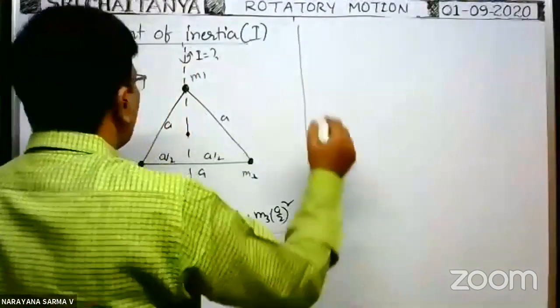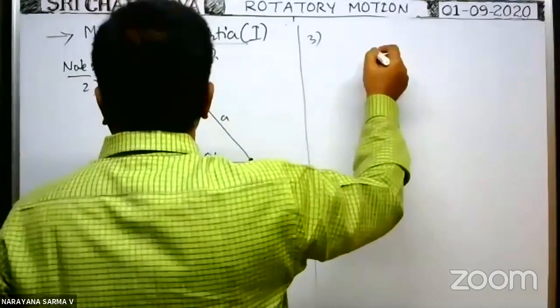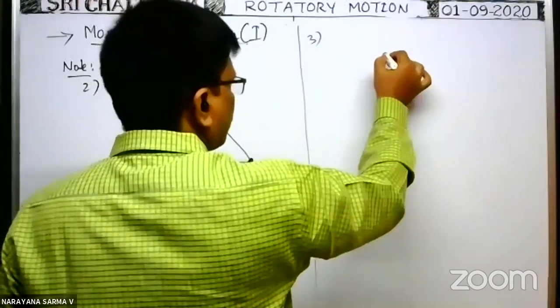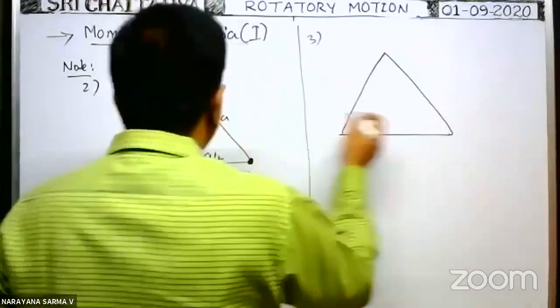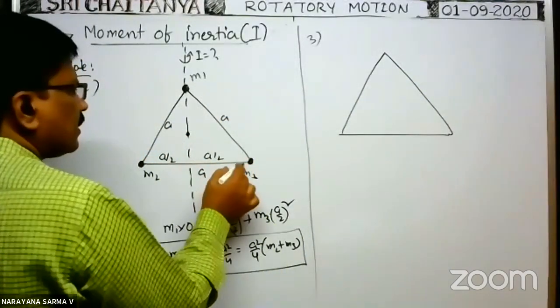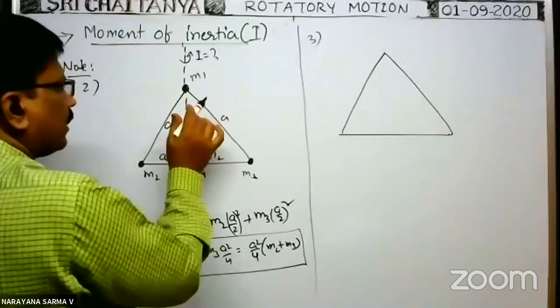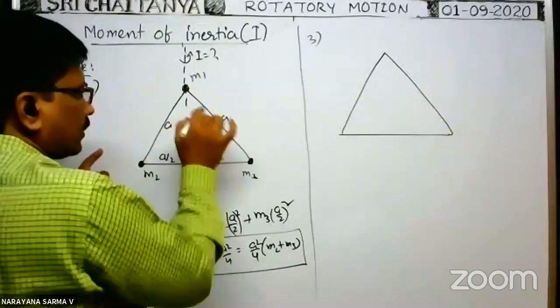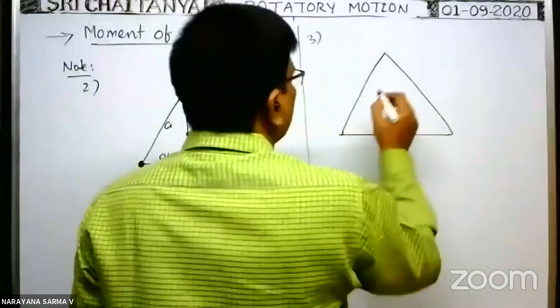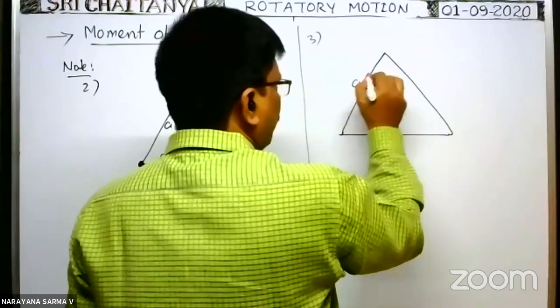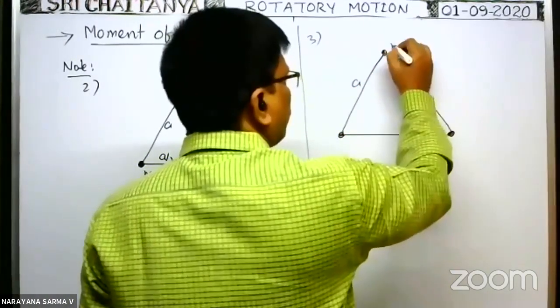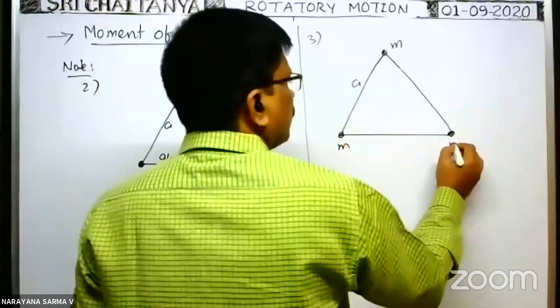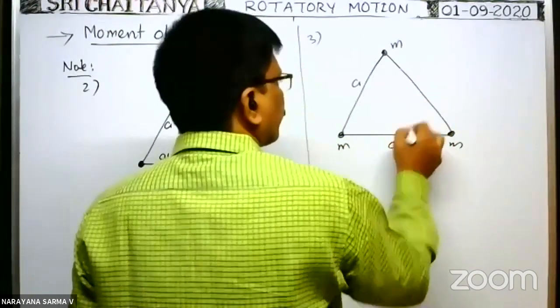Okay, now another example, example 3. Actually, this frame is not made with any material. I just represented the equilateral triangle corners. Here there is an equilateral triangle. At the 3 corners, 3 identical particles are kept, having masses each m. Side of the triangle is a.